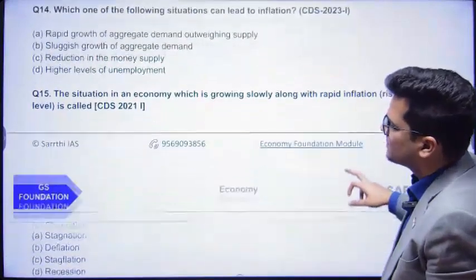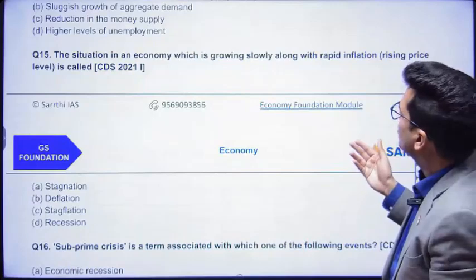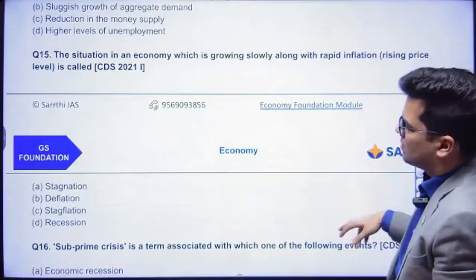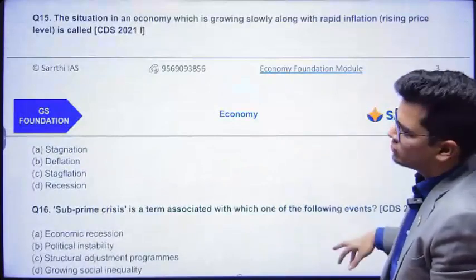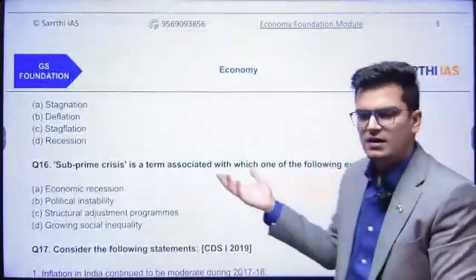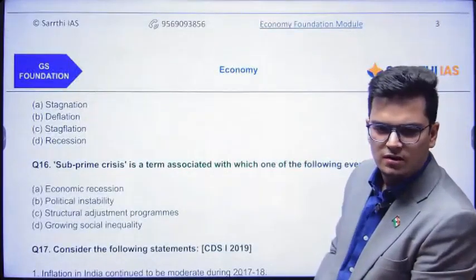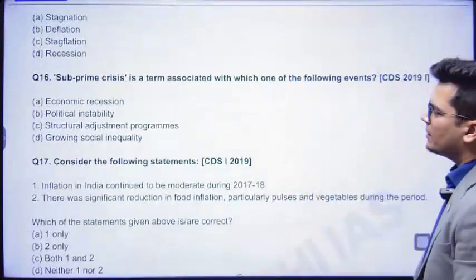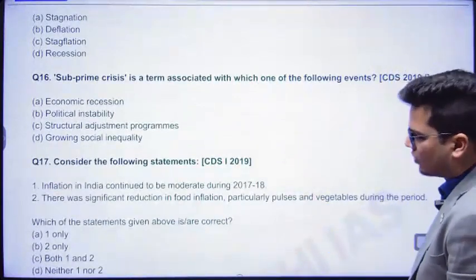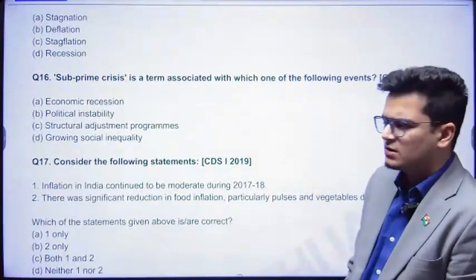Then next, situation in the economy which is growing slowly along with rapid inflation, right? So there's rapid inflation and the economy is not growing also. What is that called? So again, various words are here: stagnation, deflation, stagflation, recession. So this is important. Now, subprime crisis. Subprime crisis is a term associated with which one of the following? Now, subprime crisis, again, if you would be aware, this is general knowledge.